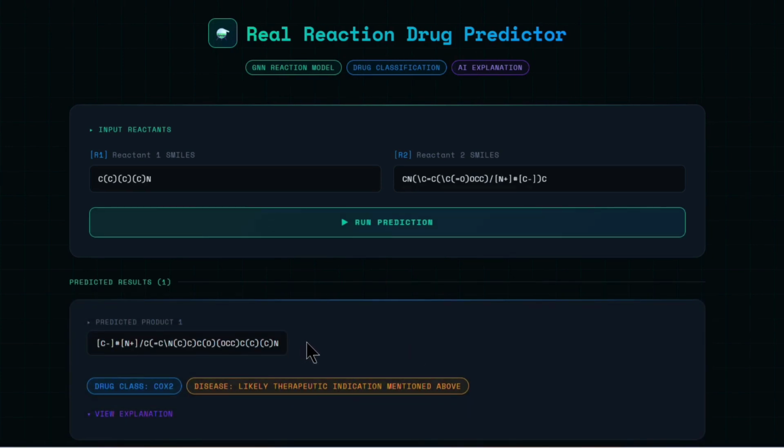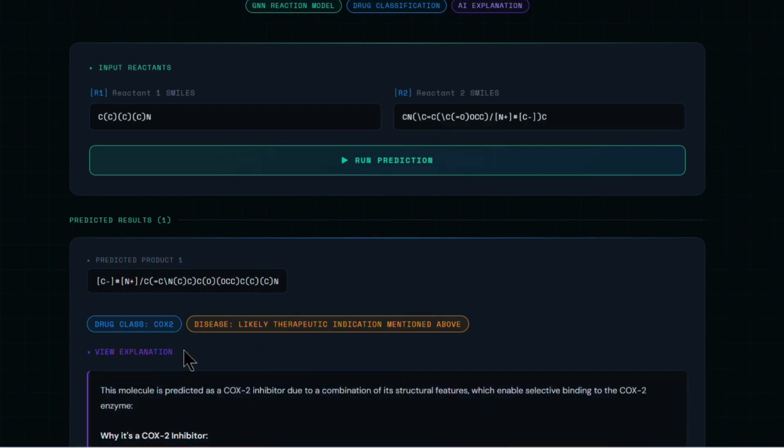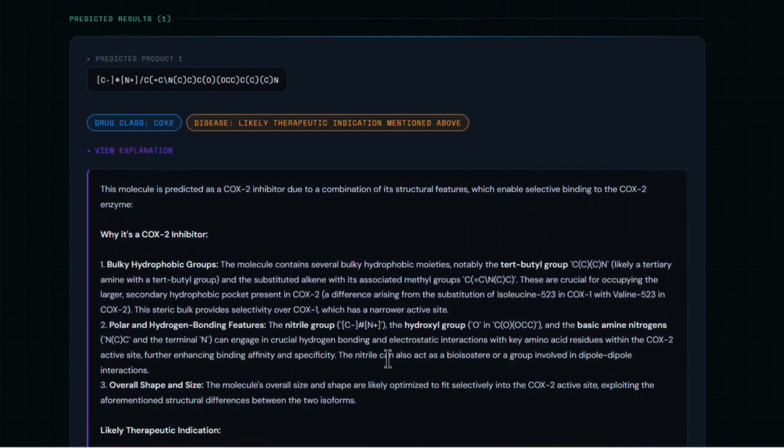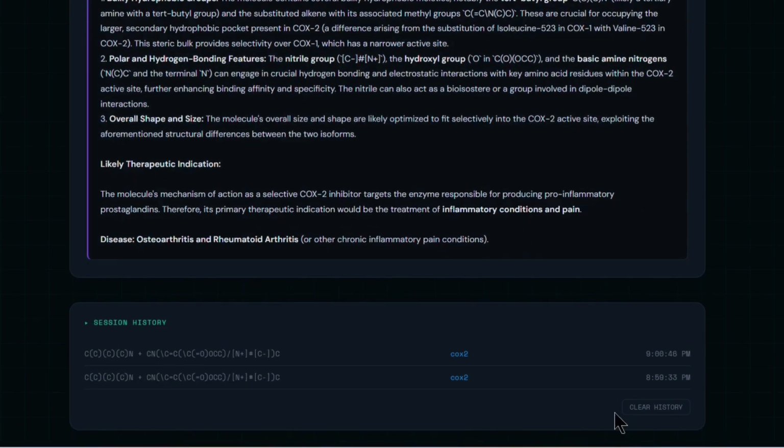We can see the predicted output and then the drug class and disease. Let us view the explanation now. And here is the theoretical explanation of this disease. And this is how our website works. Thank you.